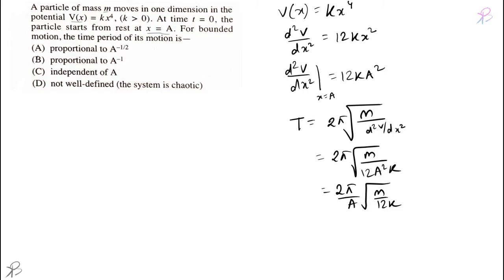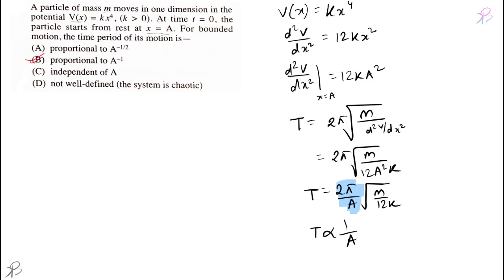And this is the important part. So T is proportional to 1 by a, which means that the correct option will be option B.